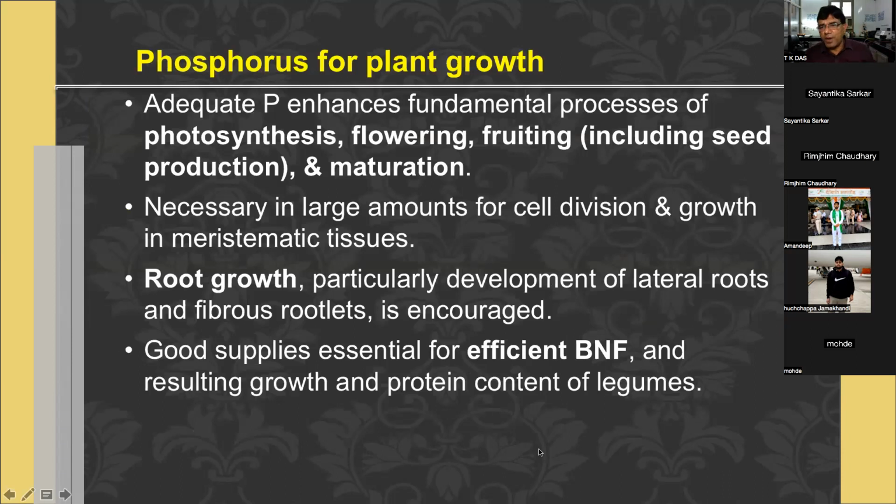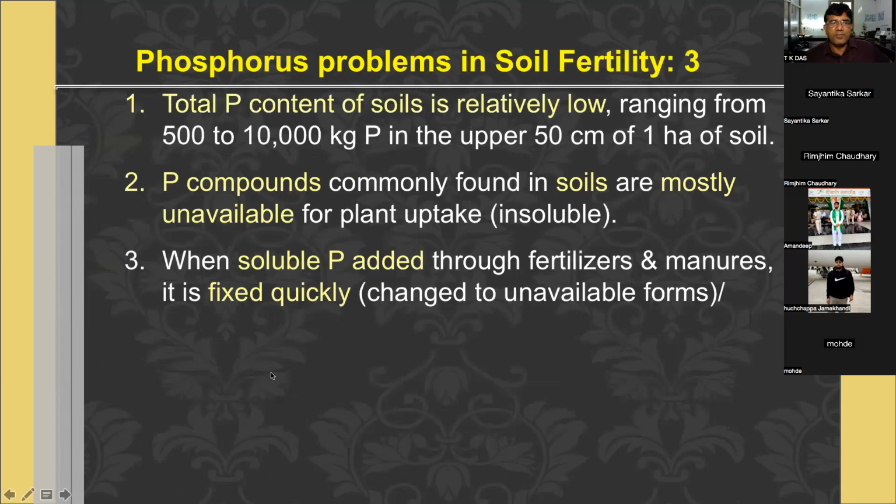Now, phosphorus for plant growth, role in plant, I think you understand. I've already told you the deficiency symptoms, causes, reasons, everything. Adequate phosphorus is essential for photosynthesis, flowering, fruiting, maturation, and cell division. It has a role in root growth, and also in biological nitrogen fixation.